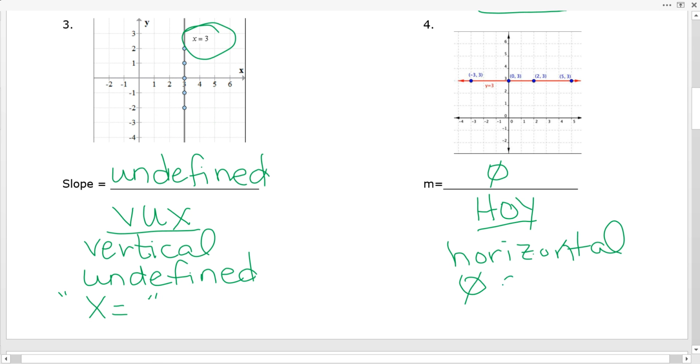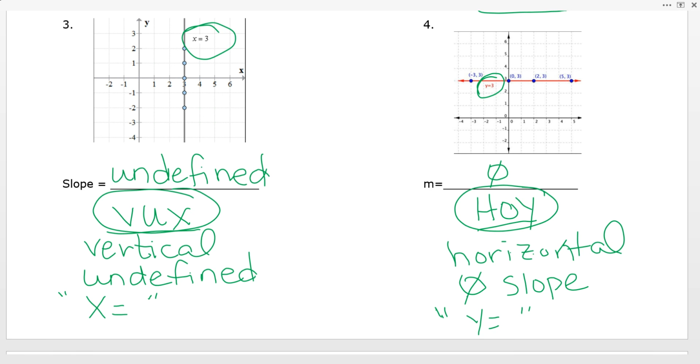O is for 0 slope. And the Y reminds you that it's a Y equals equation. So this line, it says up here, is Y equals 3. It's horizontal, and there is no slope. So HOI VUX is one of those things that you'll hear in other classes. Maybe not geometry, algebra 2 for sure. Just a way to remind you which one's horizontal and vertical and what the equation should look like.